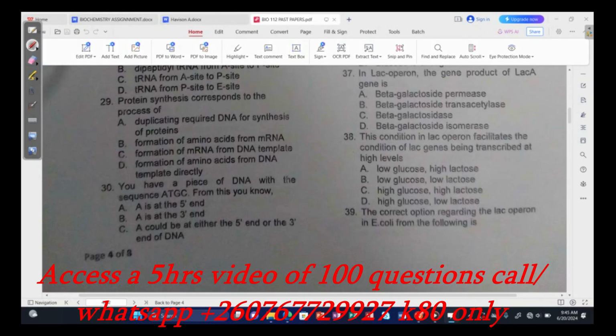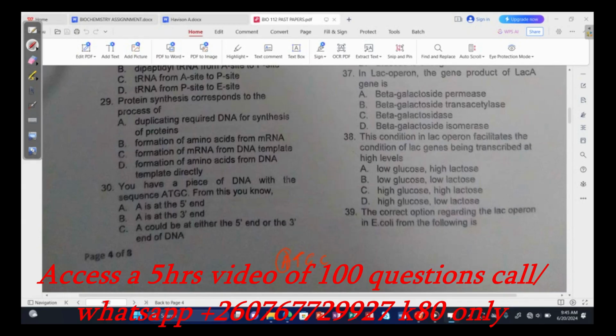30. You have a piece of DNA which has a sequence ATGC. Then what is the question now? So it's saying A is at the 5' end. That is, this A is at the 5' end. How to read that? B is saying A is at the 3' end. How to read that? Then C is saying A could be either at the 5' end or at the 3' end of DNA.